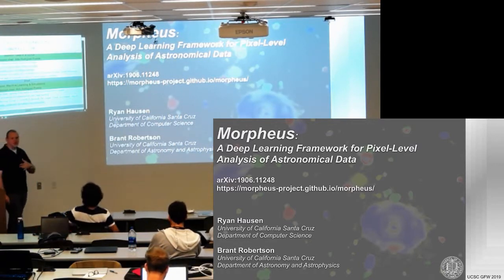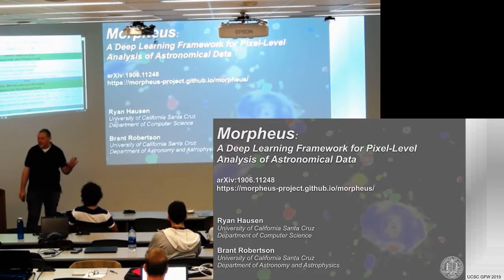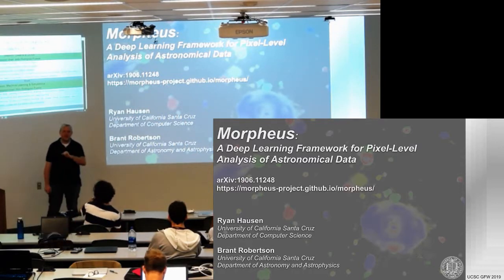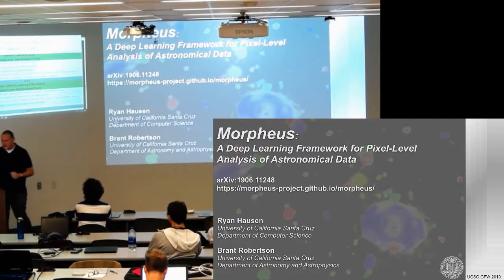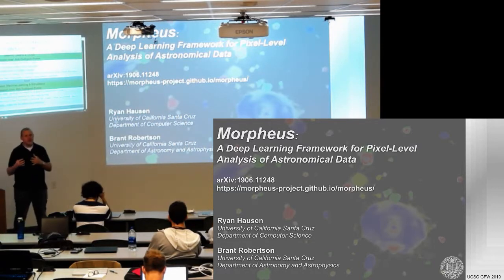My name's Brant Robertson. I'm here at UC Santa Cruz, and today I'm going to tell you about some of the thesis work of Ryan Housen, who is here at UC Santa Cruz in the Comp Sci department. He's been working with me on what we're calling Morpheus, which is a deep learning framework for analyzing astronomical images.